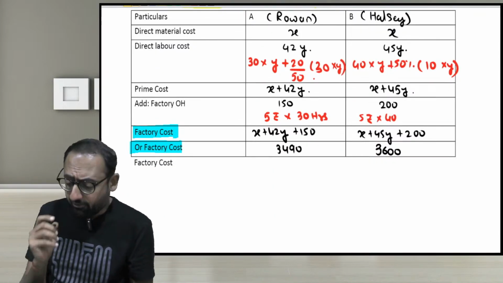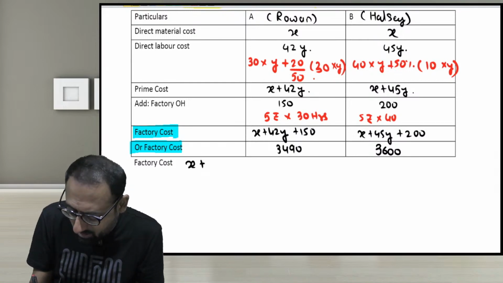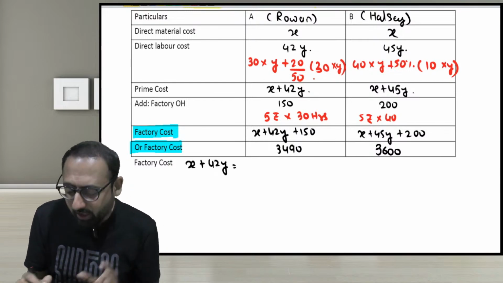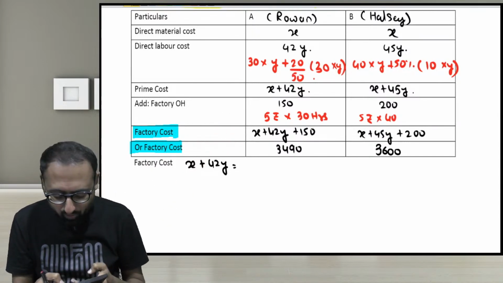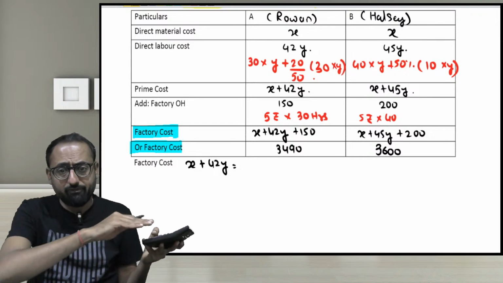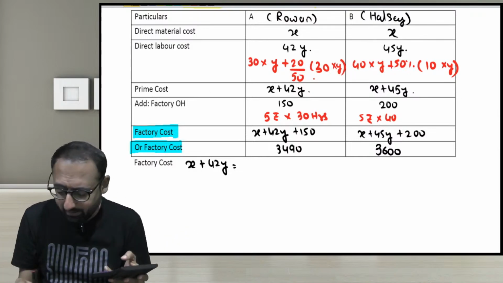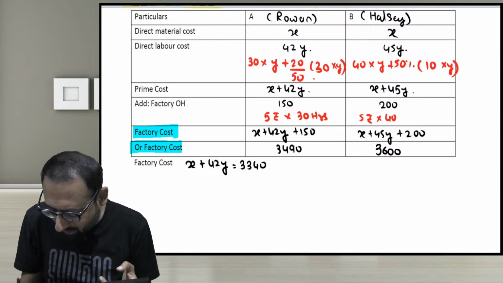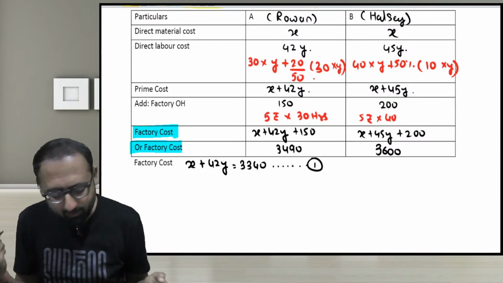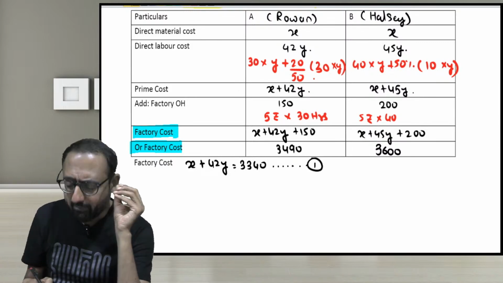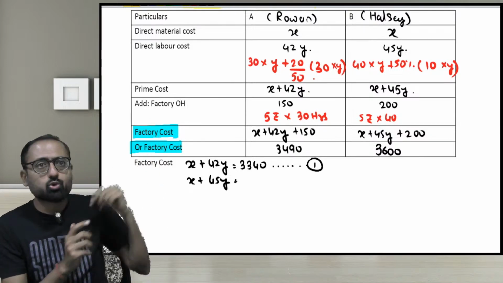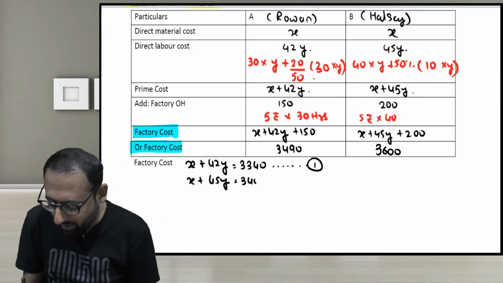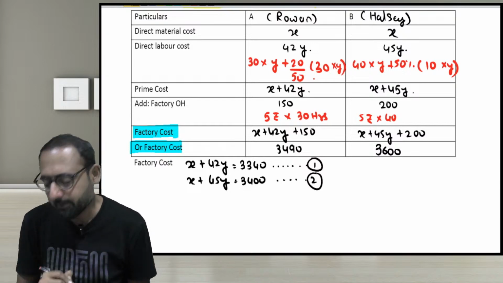Now the first equation will be x plus 42y is equal to 3490 minus 150, because 150 will be shifted to the right hand side, it will be minus. So 3340, this is your equation number 1. What will be equation number 2? Let's go to worker B. x plus 45y is equal to 3600 minus 200, so it will be 3400. This will be my equation number 2.